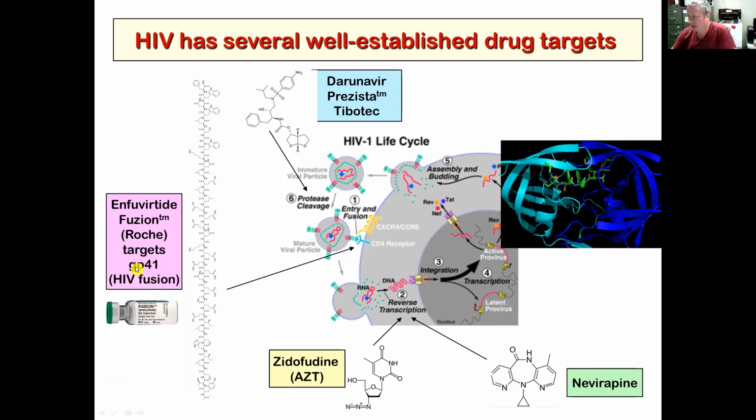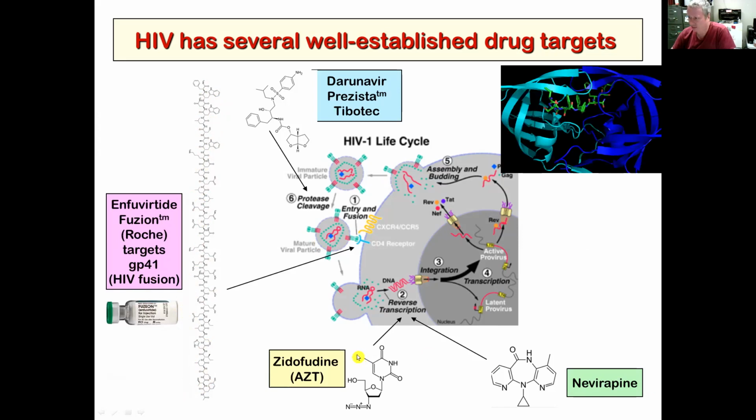Okay. And of course, we talked about how some of these targets have nice crystal structures, like HIV protease has a very good X-ray crystal structure. So we can use docking and things like that to actually create HIV protease inhibitors. Okay.